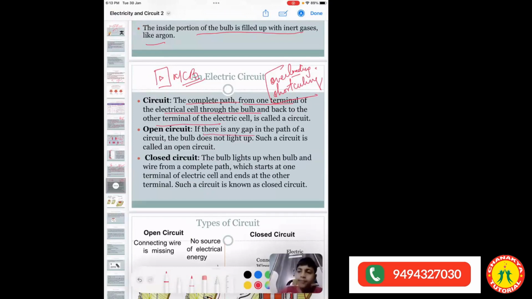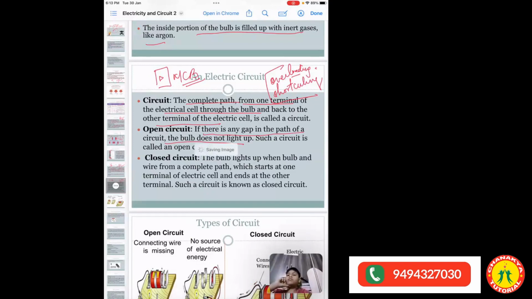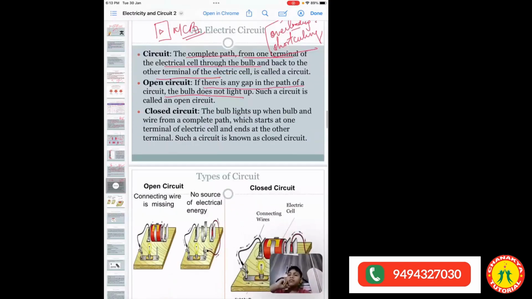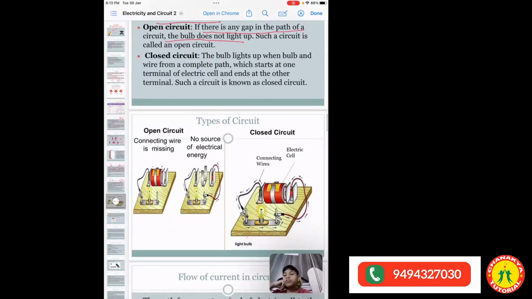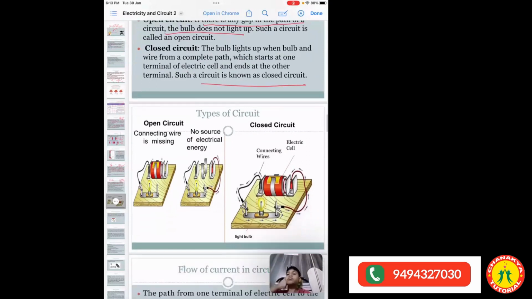In the open one, if there is any gap in the path of the circuit, the bulb does not light up. So in the case of an open circuit, there will be a gap somewhere because of which the bulb does not glow. Whereas in a closed circuit, every component of the electric circuit will be connected together and there will be no gap, and because of that the bulb starts glowing.